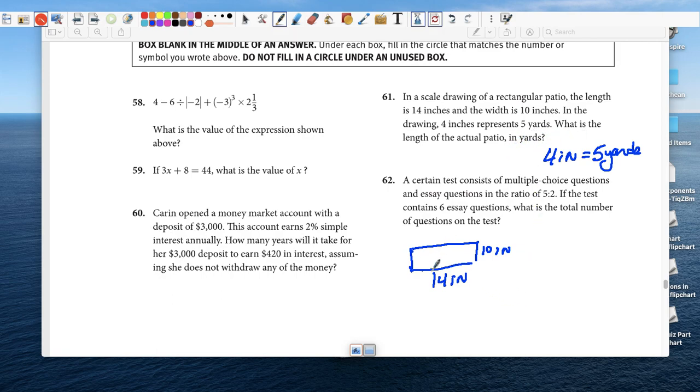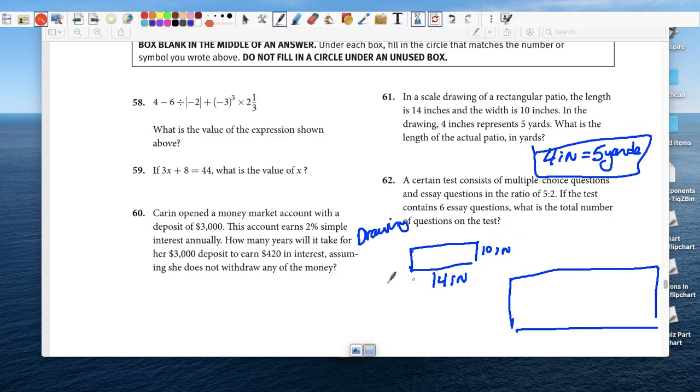So now that's your drawing. In your notebook, you draw your patio. Now you go outside and you have your real patio, and they're asking for the actual length. So what's 14 inches? Well, we're going to use this scale twice. So let's find the length. We set up a proportion: 4 inches is 5 yards. Right, that's what's given to us.